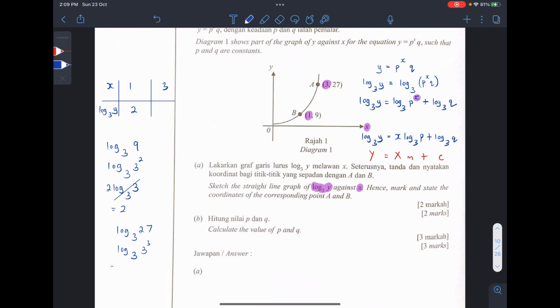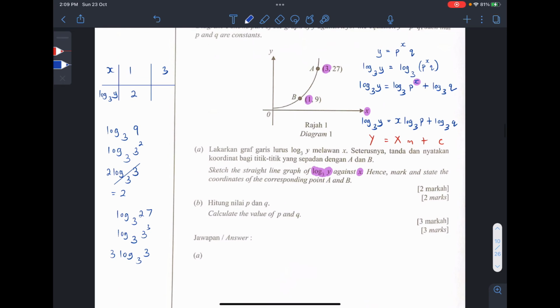And bring the 3 down. Okay, you'll be left with 3 only, because log 3, we're going to cut it out. So I'm just going to put the 3 in my table.